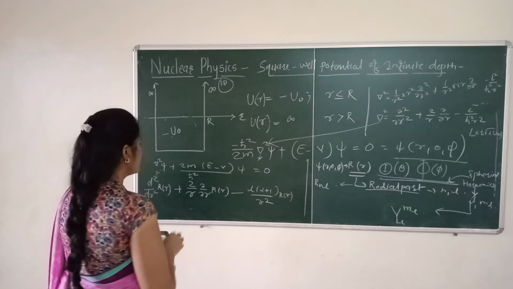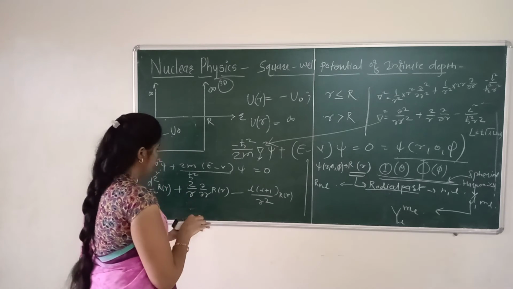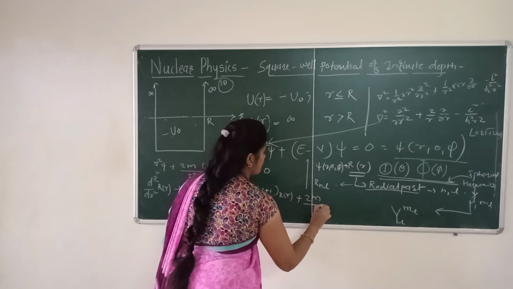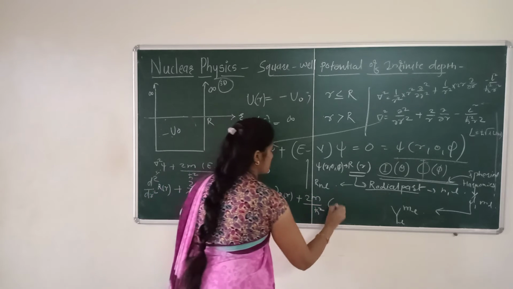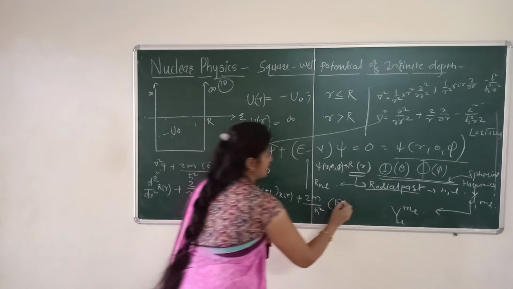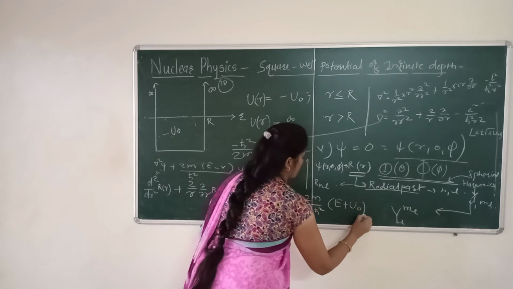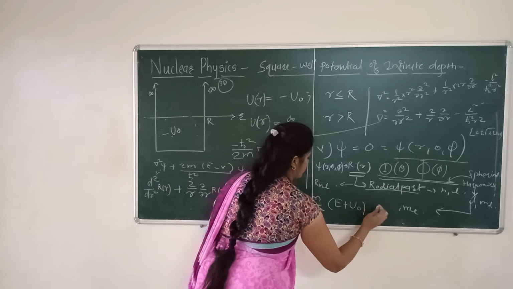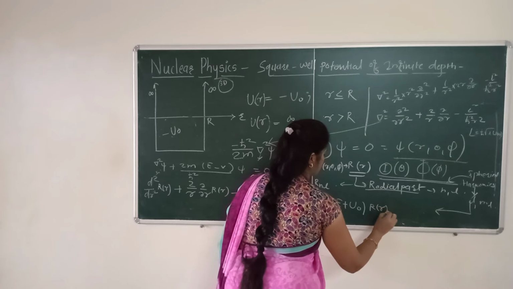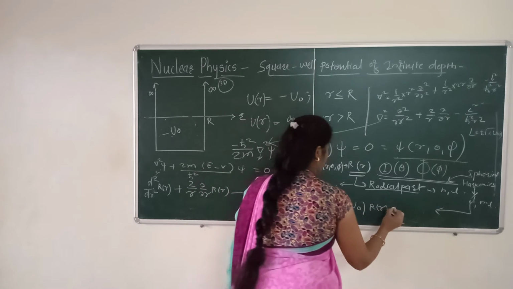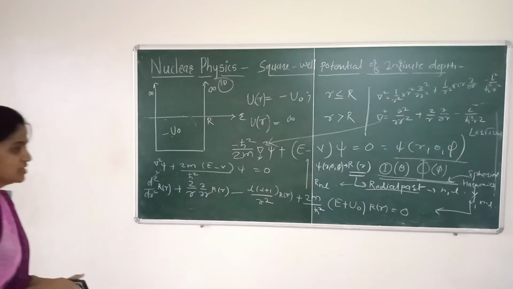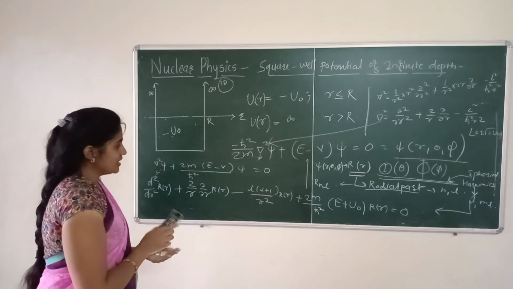Okay, students? And that is next. Means what is 2m by h cross square E minus, what is our potential? U naught, that is plus U naught, equal to 0. Understand, everyone? That is our radial Schrodinger equation.